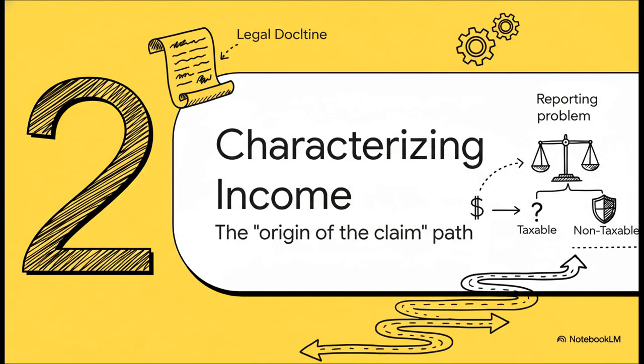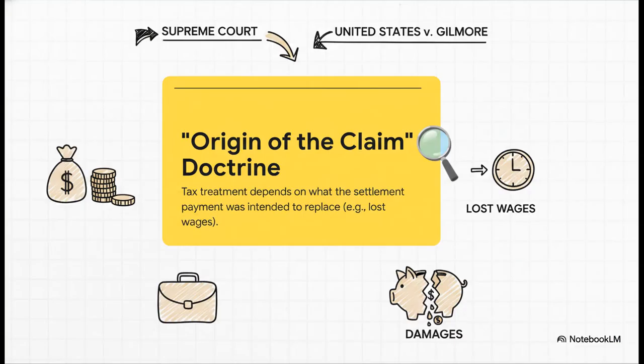So, with the problem laid out, we can get to the first step in actually solving it, and that is correctly classifying the income. Before we even think about how to report it, we have to figure out what kind of income it is, because believe me, your entire strategy depends on getting this right. The key here is a legal concept called the origin of the claim doctrine, which comes from a big Supreme Court case, United States v. Gilmore. Basically, it means you have to look through the settlement and ask, what is this money replacing? Was it for lost wages, punitive damages, lost business profits? Answering that question is always step one.